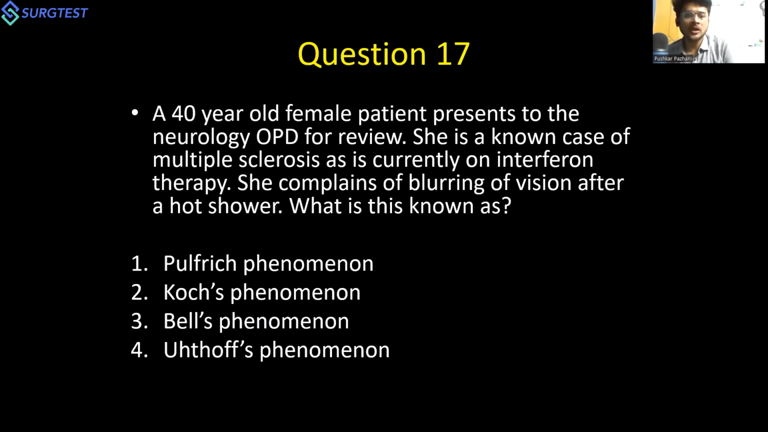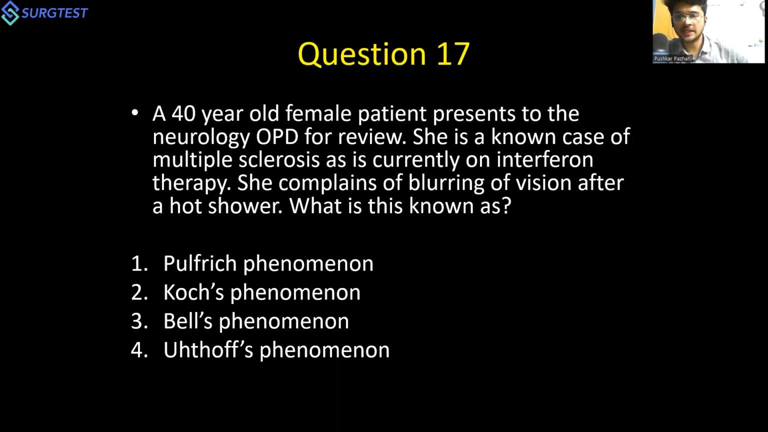So let's open the poll. We have a 40-year-old female patient presenting to the neurology OPD for review. She is a known case of multiple sclerosis and she's on interferon therapy. And she complains of blurring of vision after a hot shower. So what is this known as? I'm sure most of you are going to get it right, but I just want to bring it out again so you can revise.